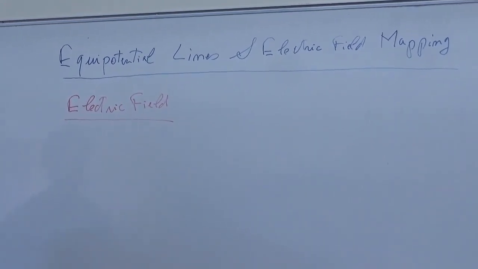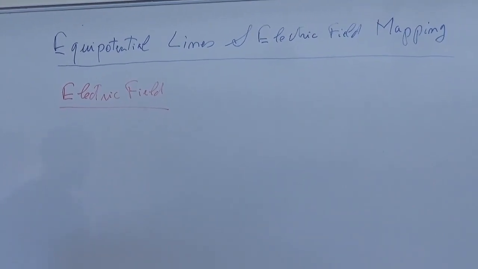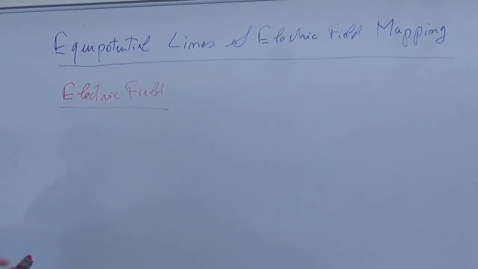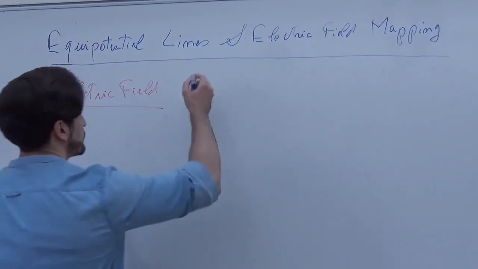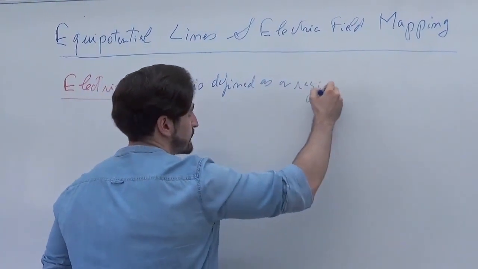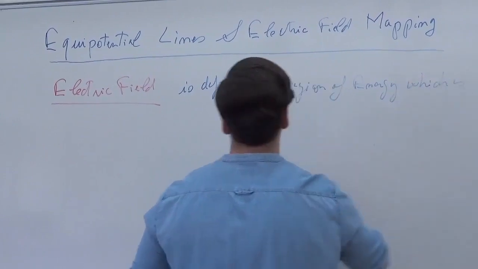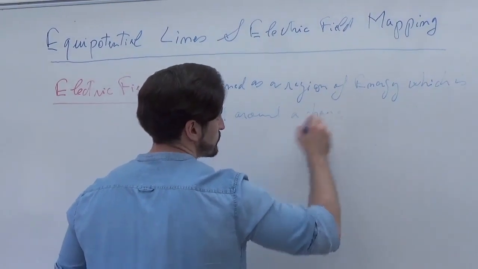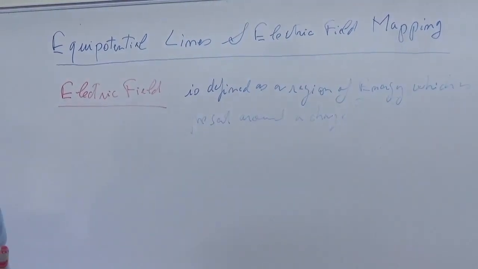Now moving on to the electric field. What do we understand by the electric field? The electric field is defined as a region of energy which is present around a charge, an electric charge. And the effect of that region of energy can be felt by any other charge placed nearby.